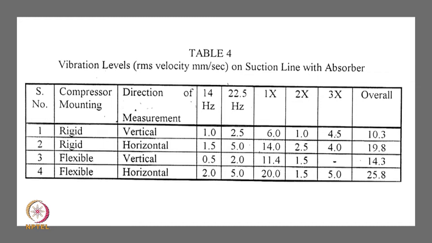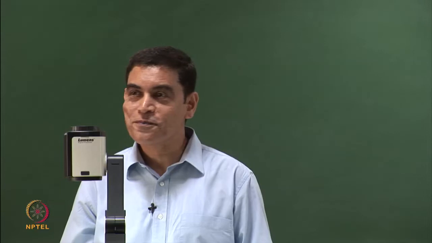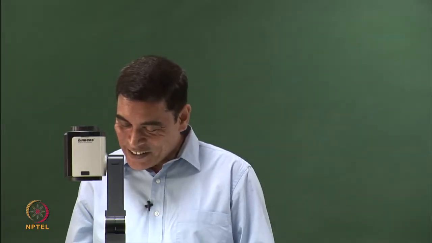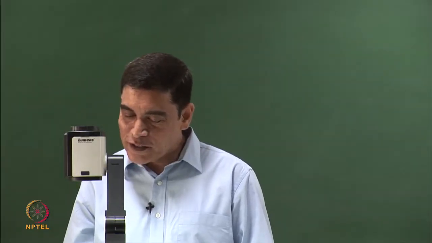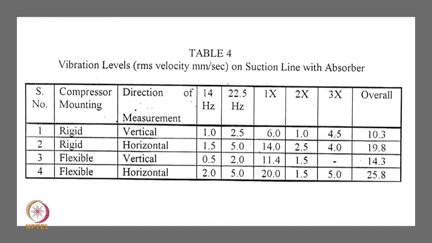So you know the reason why I was not wanting to do vibrations, because it's so complex. It was used to carry out the frequency analysis to provide information about the relative contribution of various excitation frequencies. So the spectra of those are shown, I'll show you in the next figures. But here we have the measurement of different displacement levels, which is RMS velocity millimeter per second on the suction line with the absorber.